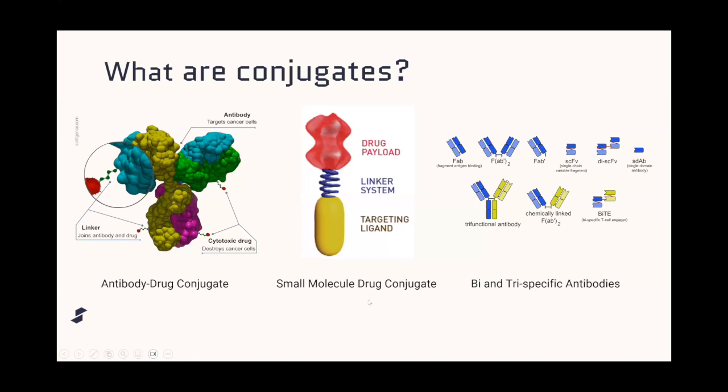Similarly, we have small molecule drug conjugates. The most popular ones nowadays are PROTACs. These utilize the E3 ligase system that our body can use to then degrade proteins. And it's the same concept. You have a drug payload, a linker system, and an E3 ligase. Same can be said for bi and trispecific antibodies. These have the same goal to target a specific cell or a specific entity, but they're made up of different components with different entities. And it goes to show you how the next generation of therapeutics has increasing complexity.